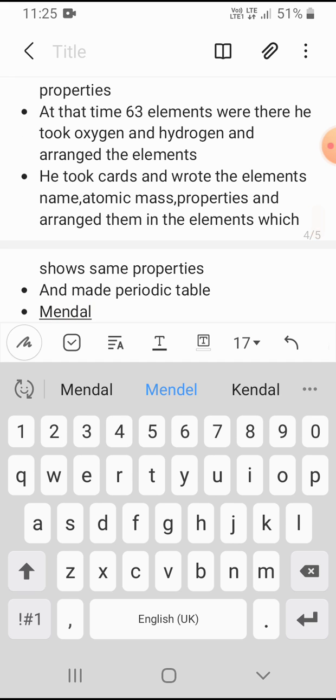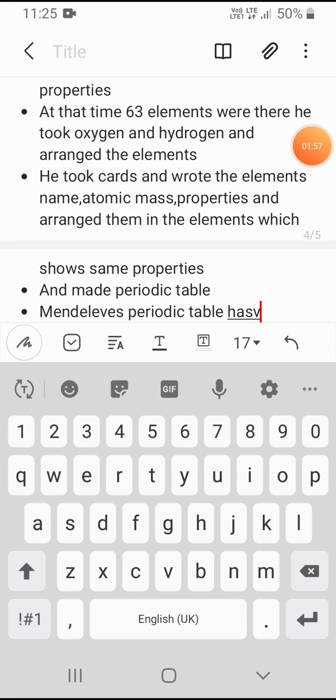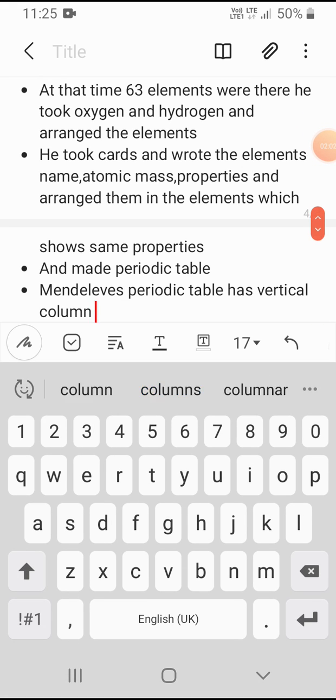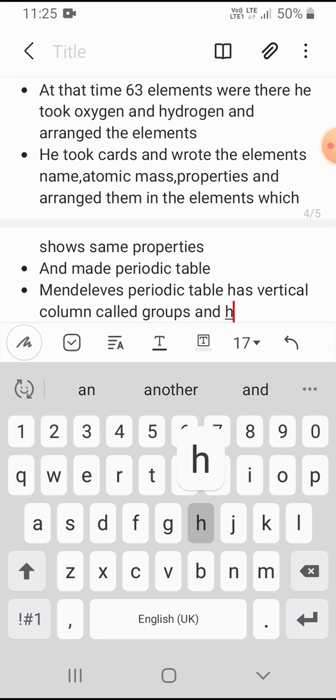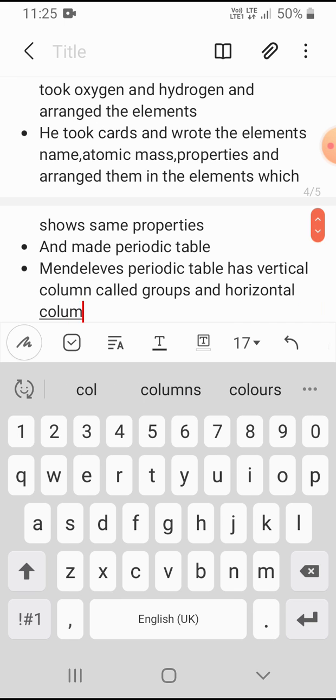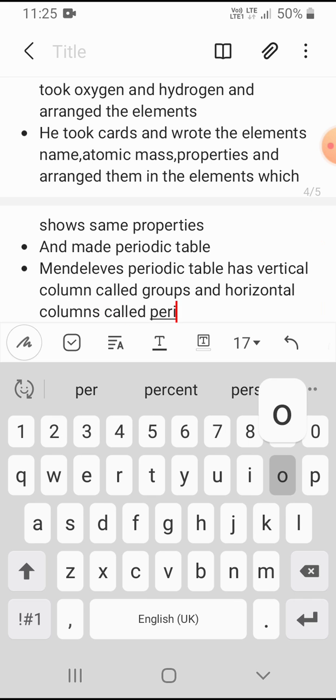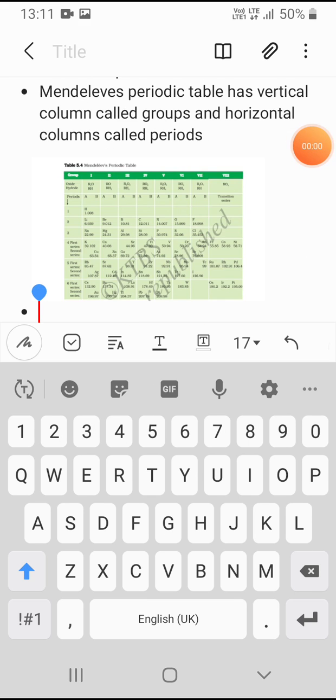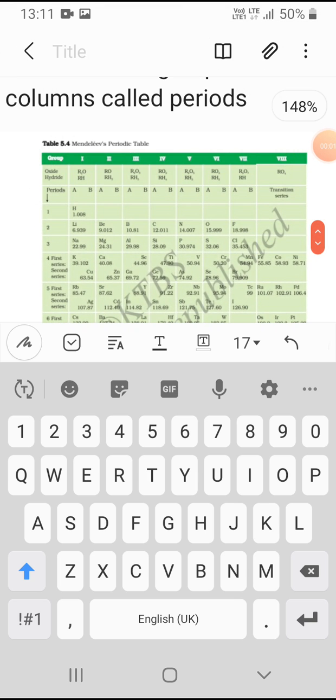Mendeleev's periodic table has vertical columns called groups, and horizontal rows called periods. This is Mendeleev's periodic table.